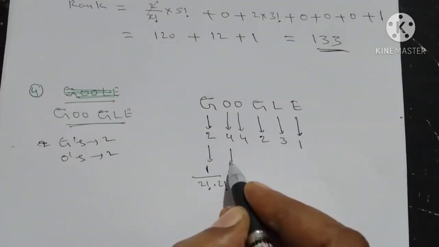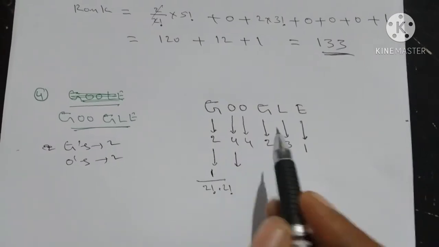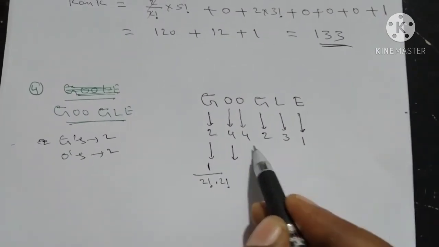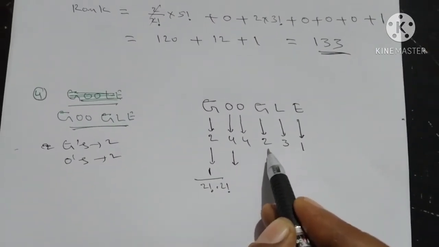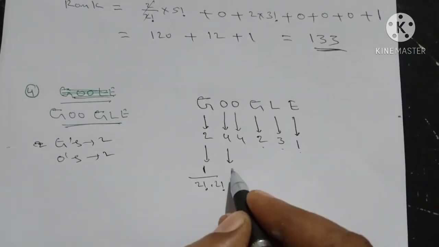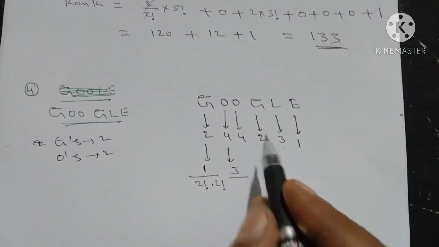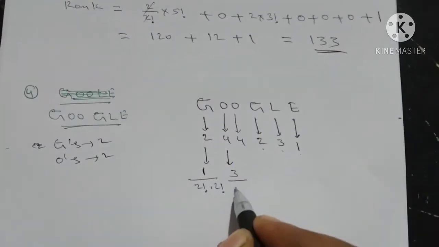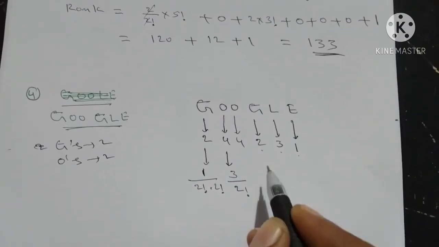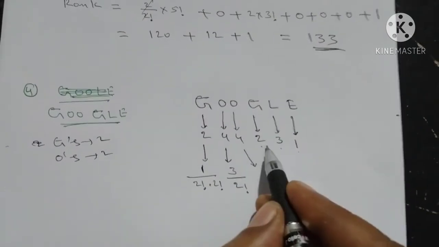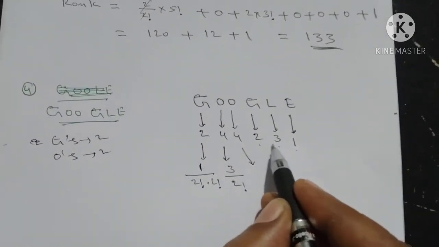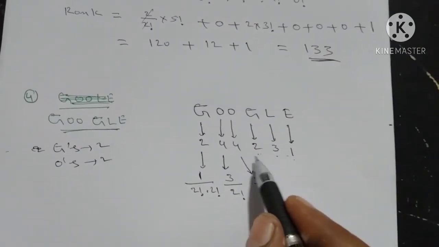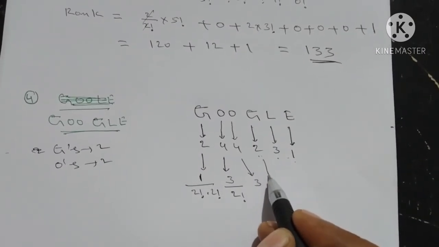Okay now, next. For 4, the number of less values of 4 on the right side. Here 4 is not a less value, 2 is a less value, 3 is a less value, 1 is a less value. 3 by, now 4's are 2 times here, repeated O's, so by 2 factorial. For 4, the less values on the right side are 1, 2, 3. Here all are different, so we can take 3.